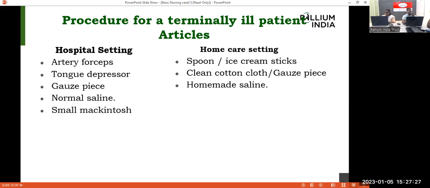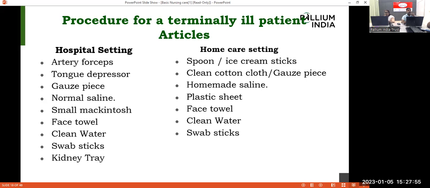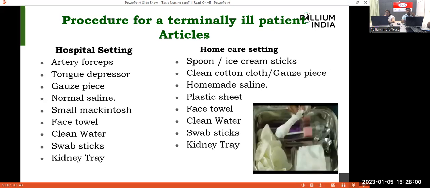Then for waste disposal. Under the chin area, in a hospital setting, for avoiding wetting we can use a small Macintosh. In a home setting, they can use a plastic sheet. Then a face towel also we can carry for cleaning the face after the procedure. In a home setting, same. Then after the procedure, for further periodical cleaning, clean water also we can use. Then a swab stick also we can use. For waste disposal, a kidney tray we can use.